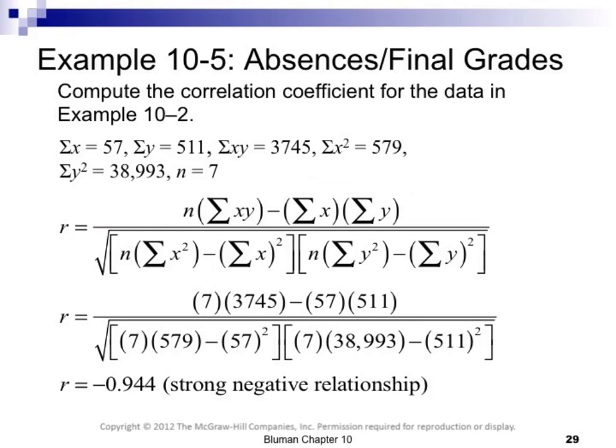And you're going to put these in your data, and you see a strong negative relationship, negative 0.944. So this one is equally as strong in the negative direction.